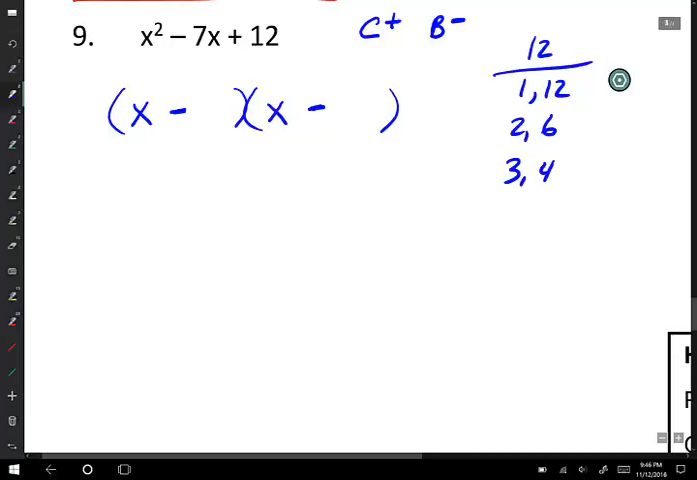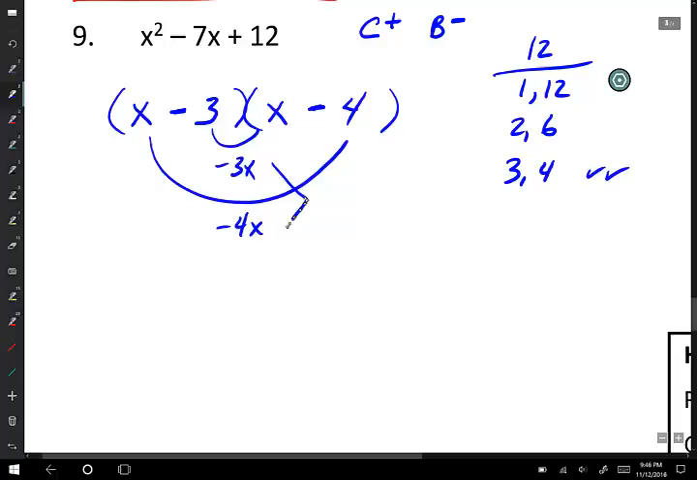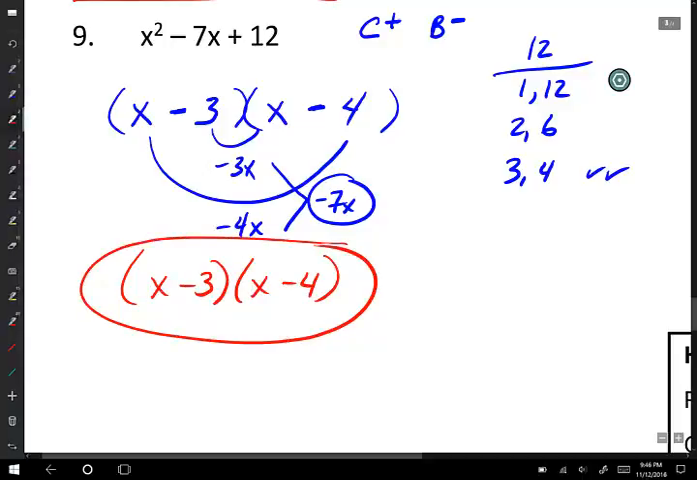Well, hopefully you're picking up by now the pattern. Let's start with the middle terms and we'll work up from there. If we put a 3 there and a 4 there, that's negative 3x, that's negative 4x. They combine to negative 7x, and we've got it. So my answer very quickly, x minus 3, x minus 4. One little trick, just so you know, if you have an x squared right there, then the numbers either add or subtract, depending on the signs, up to the middle term. And so 3 plus 4 is 7.